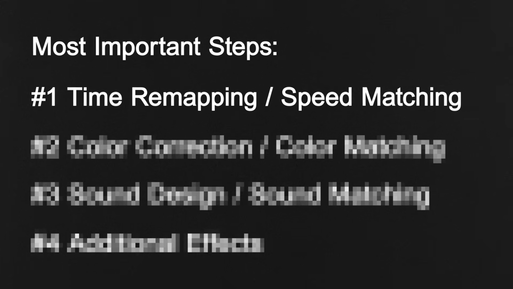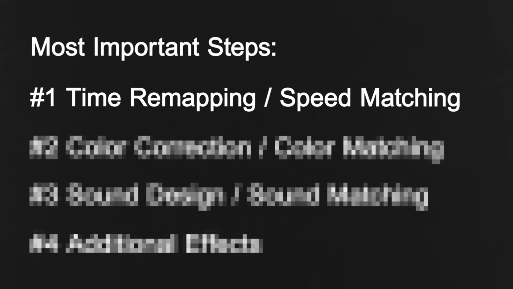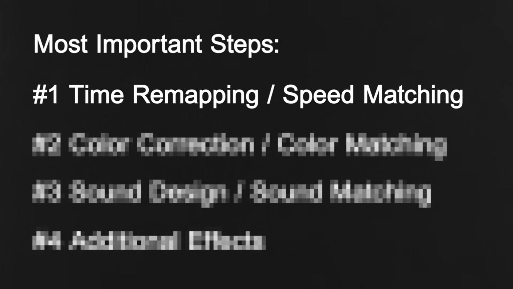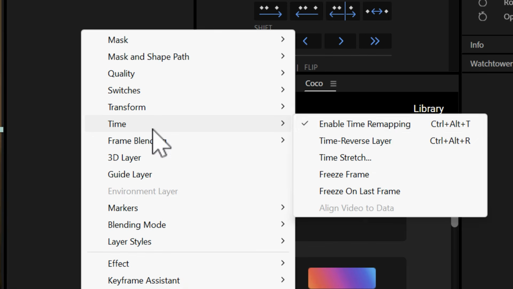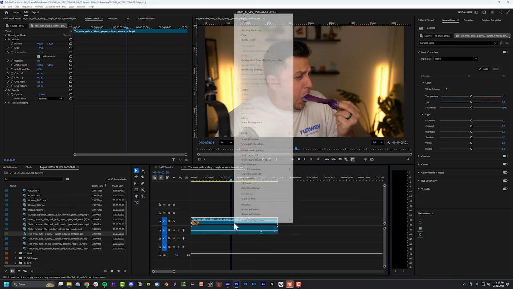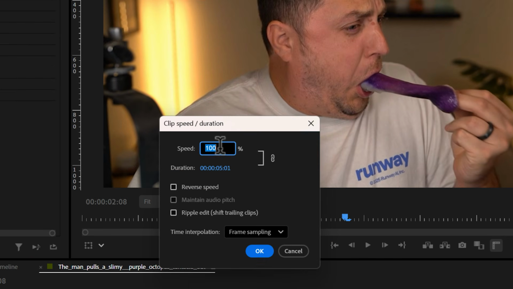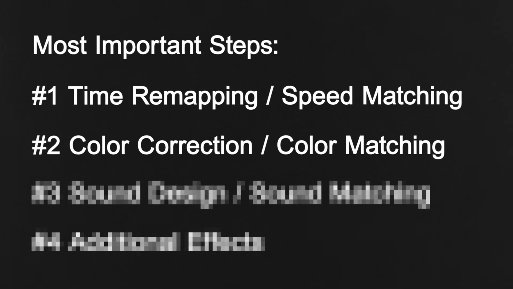The most important steps here will be number one, time remapping. If your output is slightly slower than real-time speed, you should speed it up a bit. In After Effects, if you right-click and choose time remapping, or in Premiere, right-click and choose speed, duration, and then make adjustments accordingly. Number two, color correction changes.